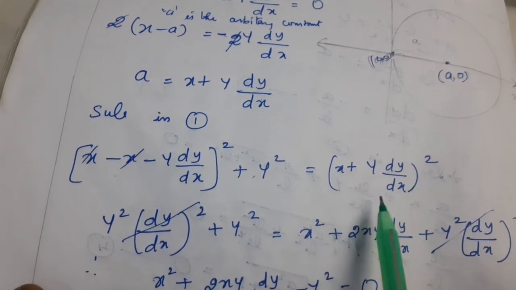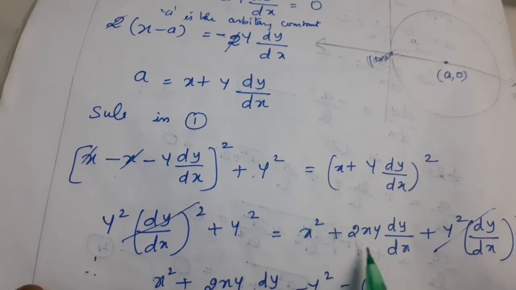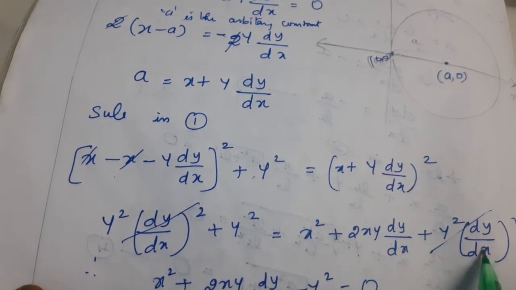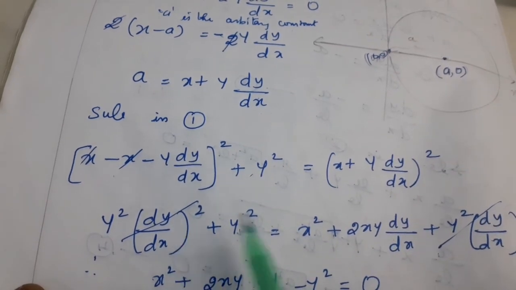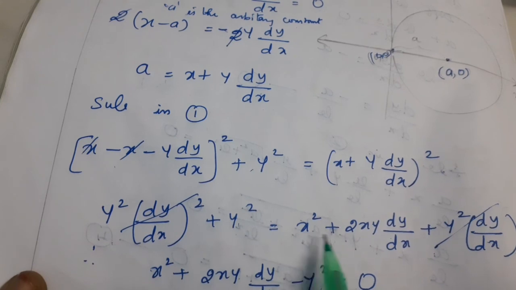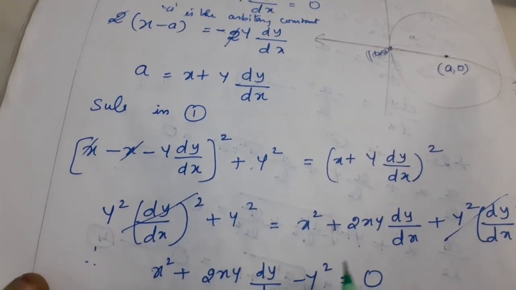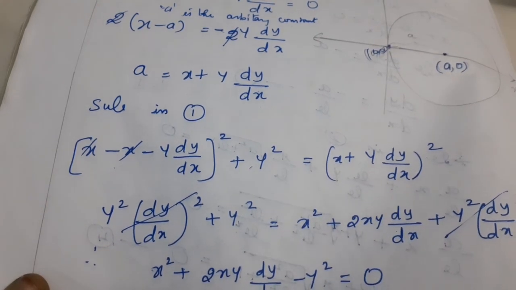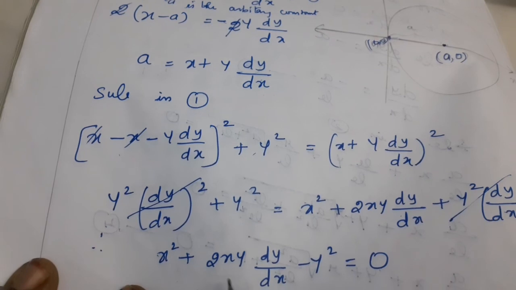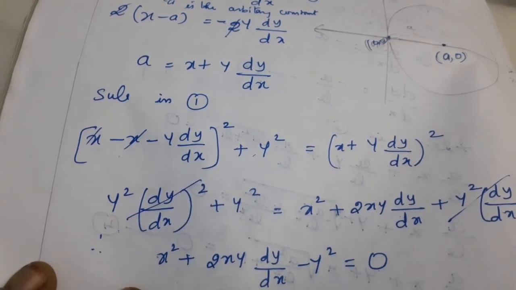Here apply the a plus b whole square formula: x square plus 2xy dy by dx plus y square dy by dx whole square. Here the right hand side will be cancelled, plus becomes minus, it will be automatically cancelled. Now x square plus 2xy dy by dx minus y square equal to 0. This is nothing but the differential equation of the family of circles: x square plus 2xy into dy by dx minus y square equal to 0.